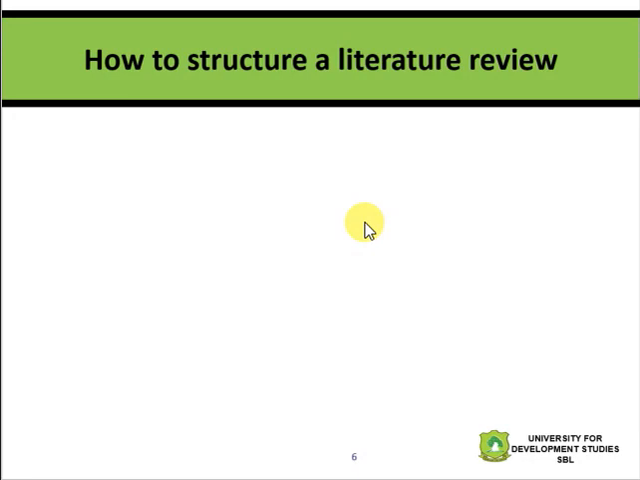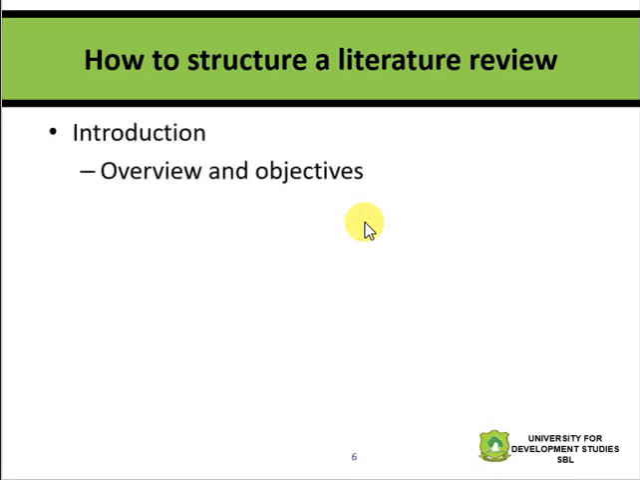To conduct a literature review, one can structure it in such a way that the first section would be an introduction. In the introduction, you provide some background of the concepts and the literature you would want to look at. You also need to specify clearly the objectives of the literature review.